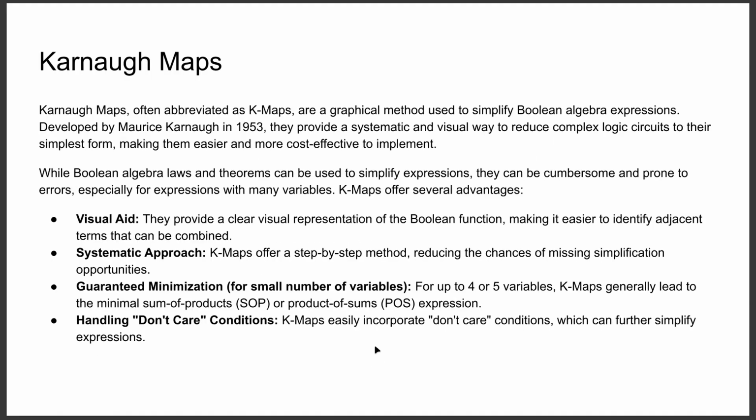Now we talk about the Karnaugh maps, which make simplification of Boolean algebra expressions easier. It was developed by Maurice Karnaugh in 1953, and they provide a systematic or visual way to reduce complex logic circuits to their simplest form, making them easier and more cost-effective to implement. While Boolean algebra laws and theorems can be used to simplify expressions, they can be cumbersome and prone to errors, especially for expressions with many variables.